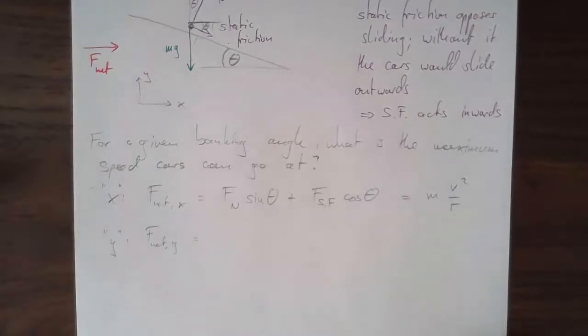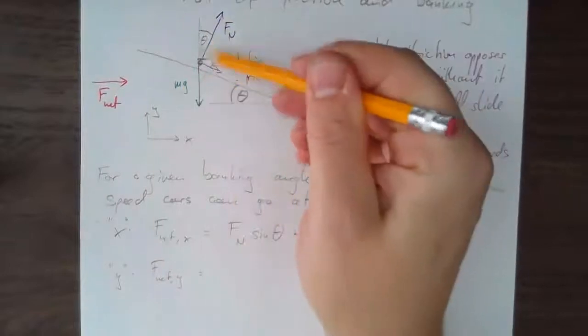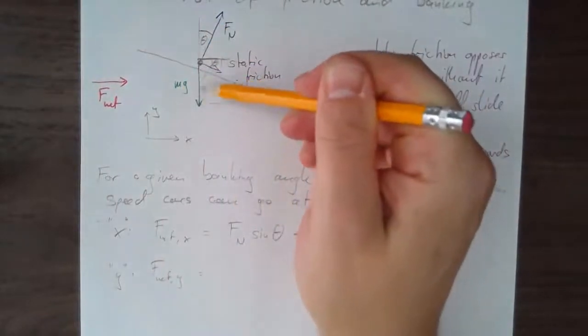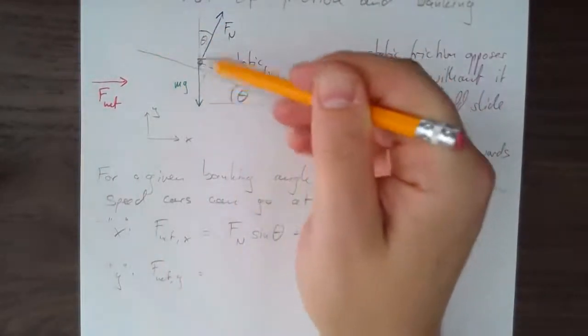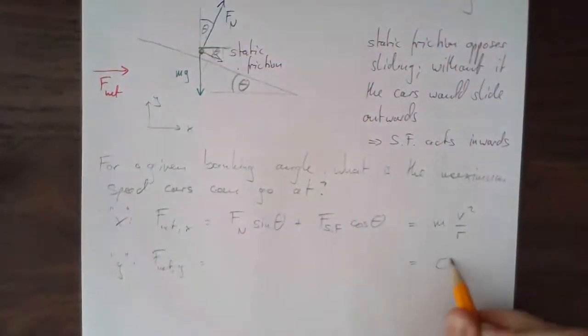No, it better be 0, right? Because we don't want to slide. We don't want to take off or end up digging into the ground. Nor do we want to slide up and down, so there's clearly no motion in the up-down direction. So this is definitely going to be 0.